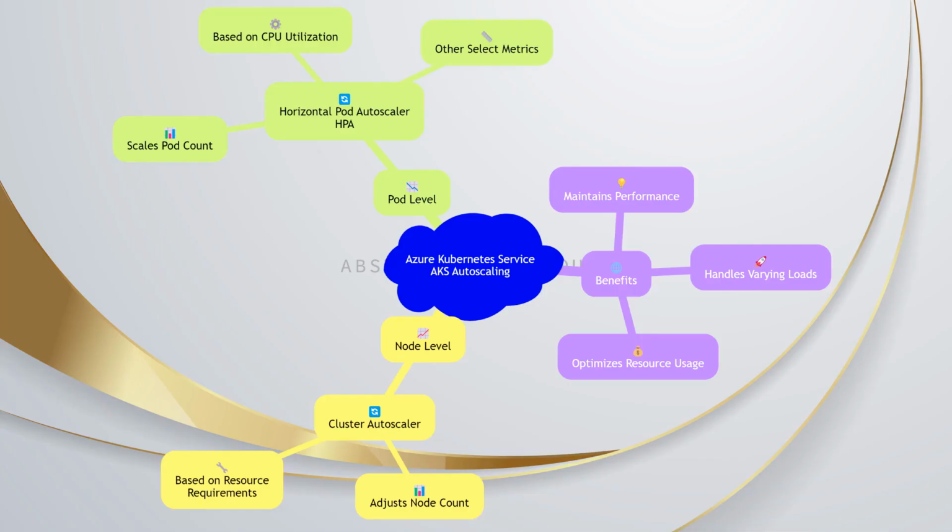Azure Kubernetes Service (AKS) supports autoscaling at both the node and pod levels. Cluster Autoscaler automatically adjusts the number of nodes in your AKS cluster based on the resource requirements. Horizontal Pod Autoscaler (HPA) scales the number of pods in a deployment based on CPU utilization or other select metrics. This dual-layer autoscaling ensures that your containerized applications can handle varying loads efficiently, maintaining performance and optimizing resource usage.